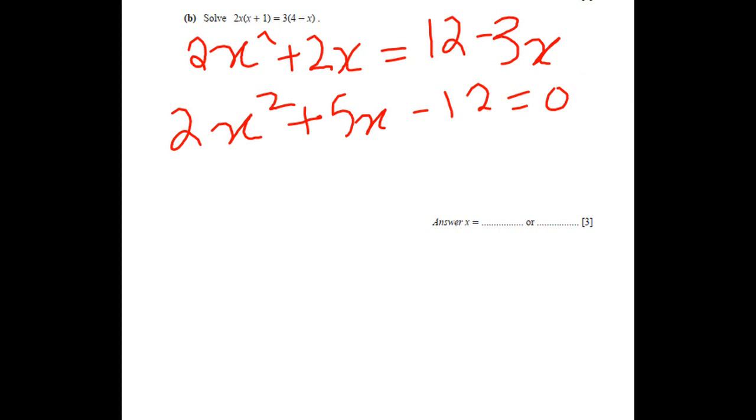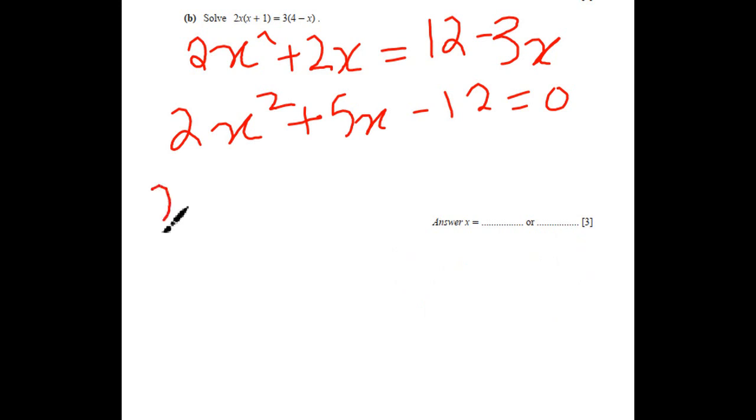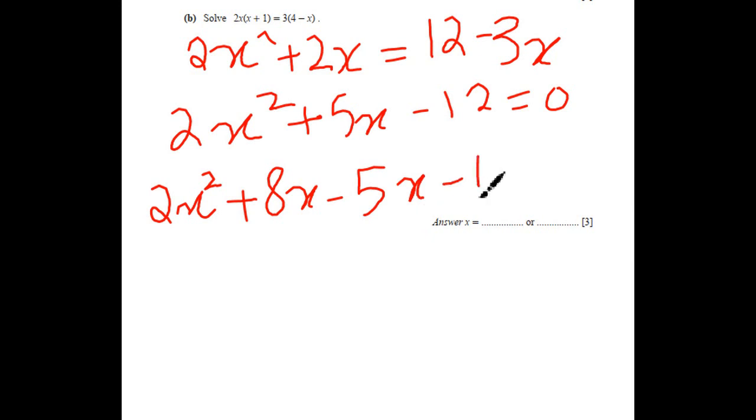Now we may apply factorization on this. So two numbers multiplied should give us minus 24. Two numbers added should give us plus 5. So what will be these numbers? 8 times minus 3 gives us minus 24 and 8 minus 3 gives us plus 5. So these are the factors we'll use. So 2x square plus 8x minus 3x minus 12 is equals to 0.